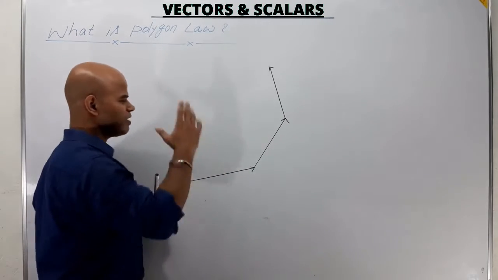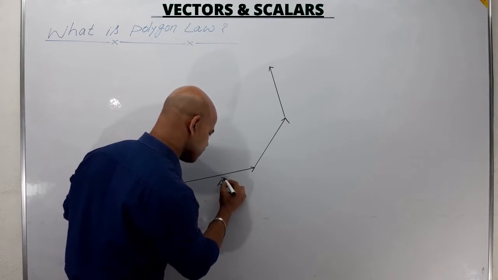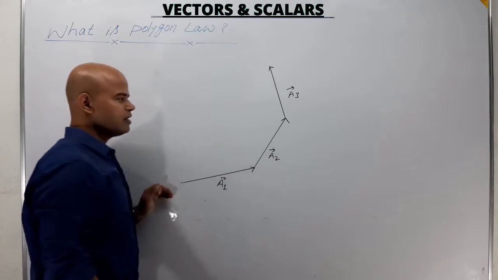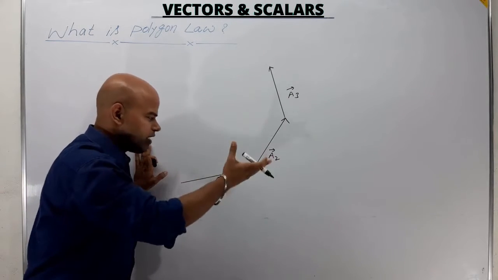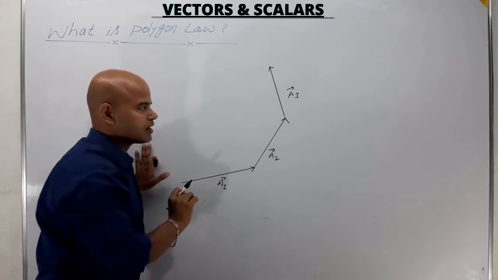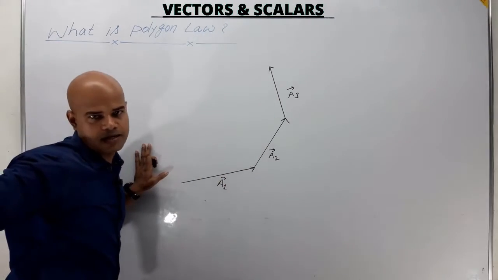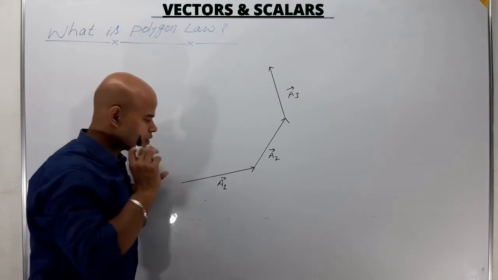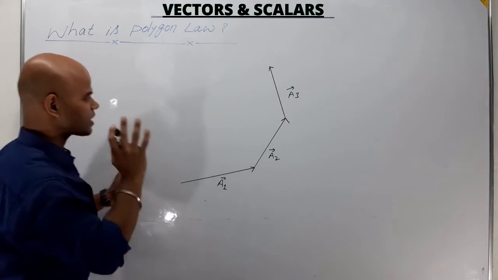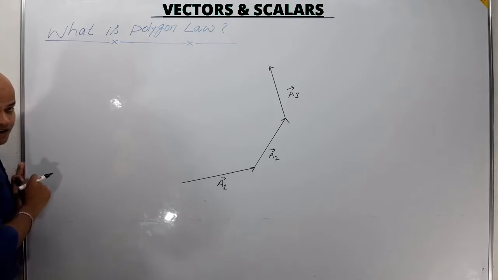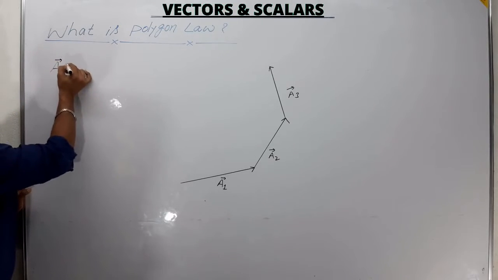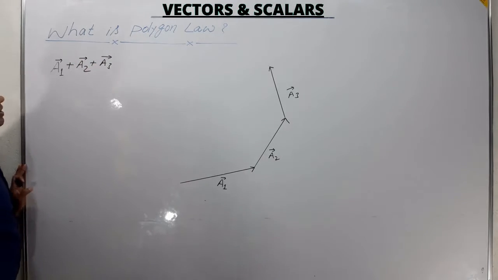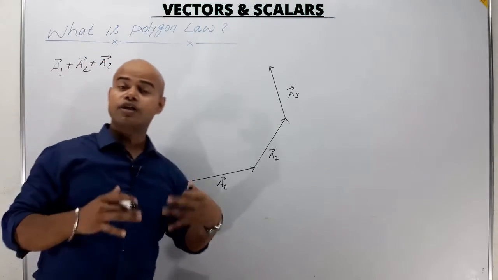So here we have 3 vectors. Let's call them: this is the A1 vector, this is the A2 vector, and this is the A3 vector. What you see here is that all these 3 vectors, A1, A2 and A3, are arranged in the same order, right? And we want to add these 3 vectors using the Polygon law of vector addition. So what we want to find is A1 vector plus A2 vector plus A3 vector, right? And how will we get it? By using the Polygon law of vector addition.